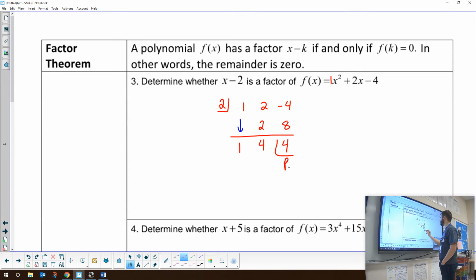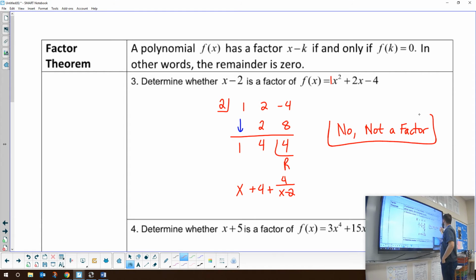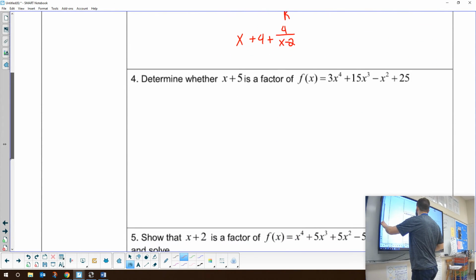So this is my remainder. So here's what my answer would be. It would be 1x plus 4 plus my remainder of 4 over what I'm dividing by, which is x minus 2. So obviously there's a remainder. So it's asking, determine whether it's a factor. Well, it's not a factor because there is a remainder. So it's going to be no, not a factor. All right, so this one's not a factor because there's a remainder. Let's take a look here at number 4, see if that changes anything.